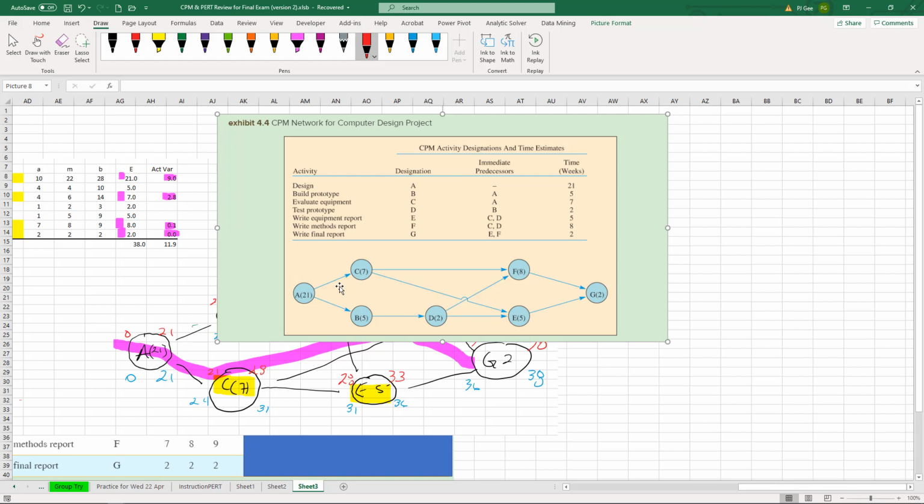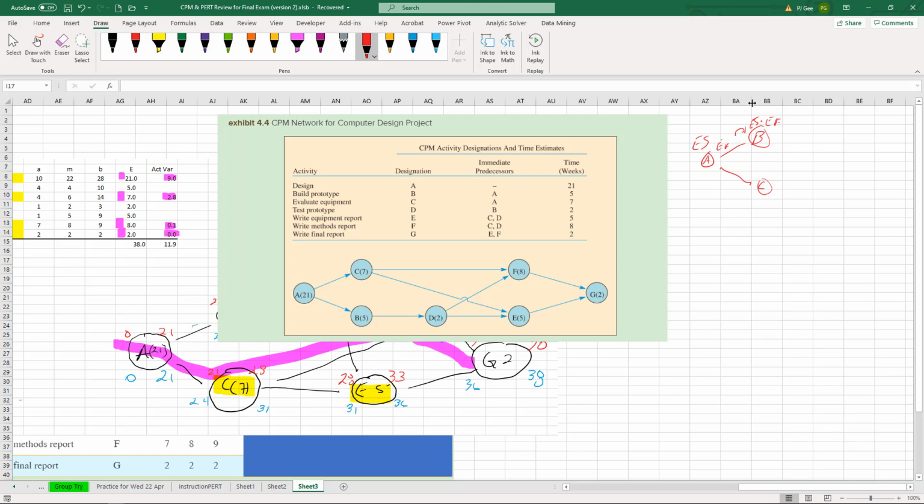So A is the beginning. It has no predecessors. Right? Then we draw B, and it depended on A. Here's A, okay? C, hey, C depended on A, right? So be able to draw these things out, okay? And be able to do early start, early finish on each of these. So early finish here will carry over to early start.